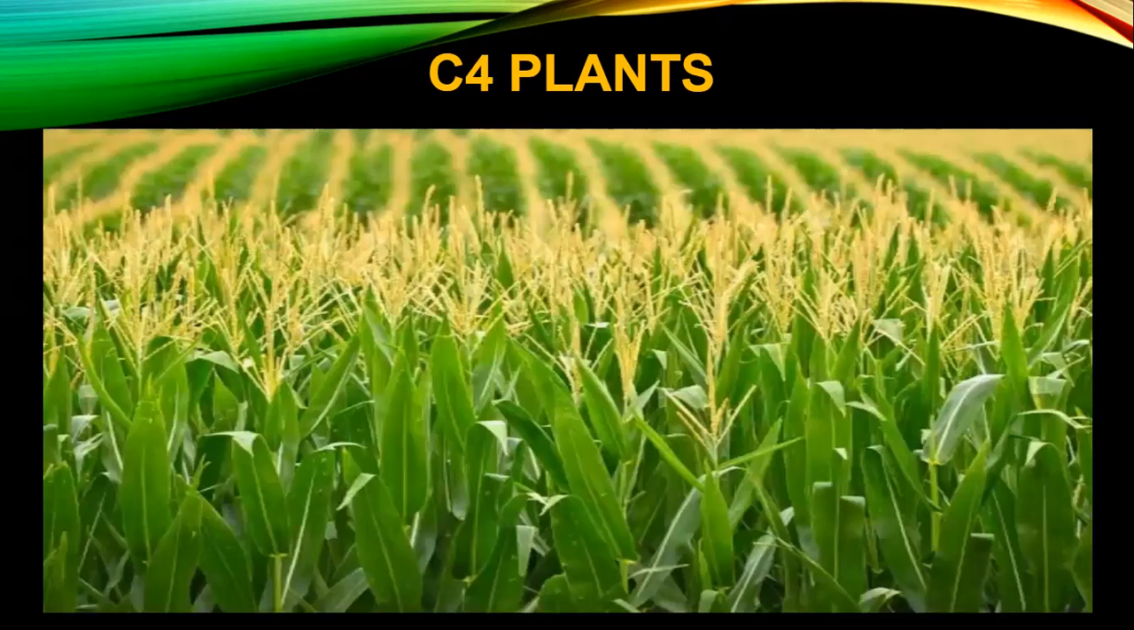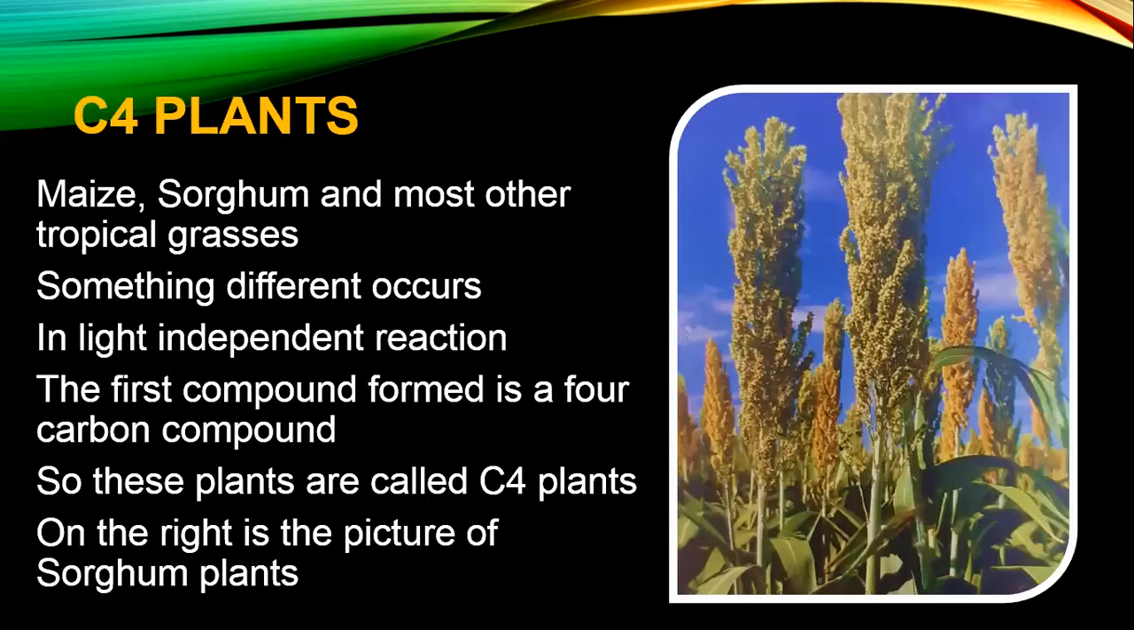These are the C4 plants. There are various examples of C4 plants: sorghum, millet, maize, sugarcane. These are the four most common crop plants included in the category of C4 plants. Maize, sorghum, and most other tropical grasses. Mostly you will see that these plants are growing in the tropical parts of the world. An example is maize, sorghum, millet, sugarcane.